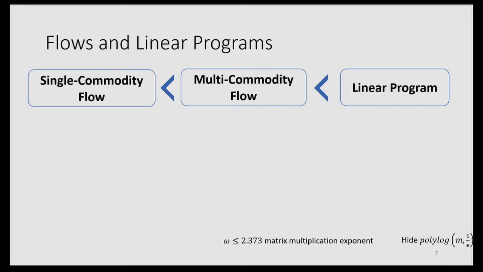We can say single commodity flow, that's easier than multi-commodity flow. In multi-commodity flow, you can phrase that as a linear program. So you have this hierarchy when it comes to how hard these problems are. And now let's look at some algorithms.